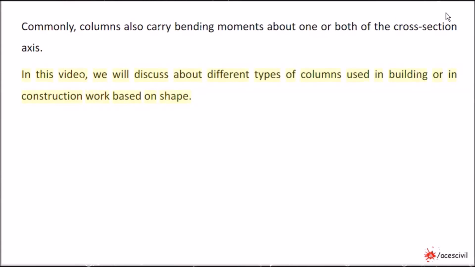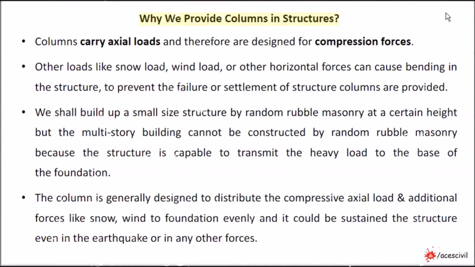In this video, we will discuss different types of columns used in building or in construction work based on shape. Why do we provide columns in structures? Columns carry axial loads and therefore are designed for compression forces. Other loads like snow load, wind load, or other horizontal forces can cause bending in the structure. To prevent the failure or settlement of the structure, columns are provided.